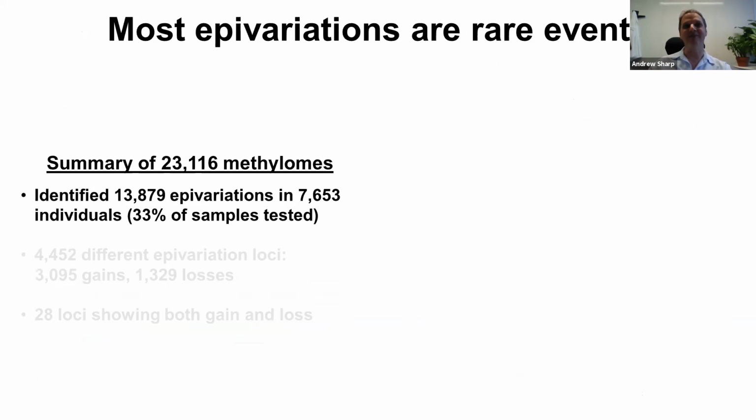It's pretty stringent. Like I say, the majority of individuals we call 0 epivariations in their genome. But as I'll show you with some validations, nearly everything we're calling is correct. So it's always that trade-off of false positive, false negative. We set a fairly high bar, but the things we're calling we're pretty sure are real and genuine large outlier events.